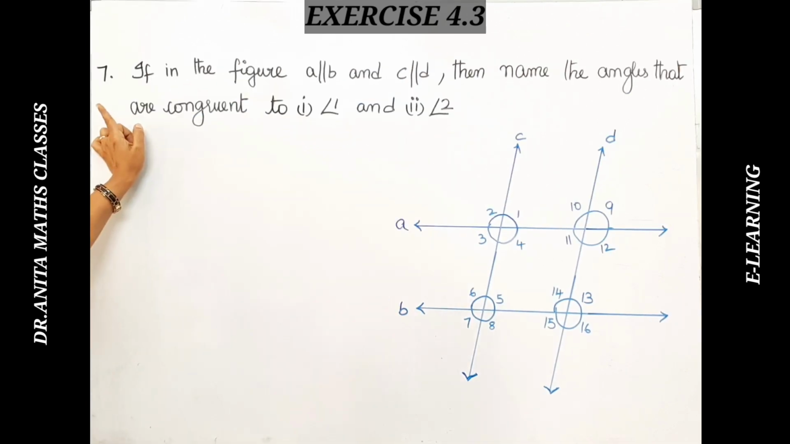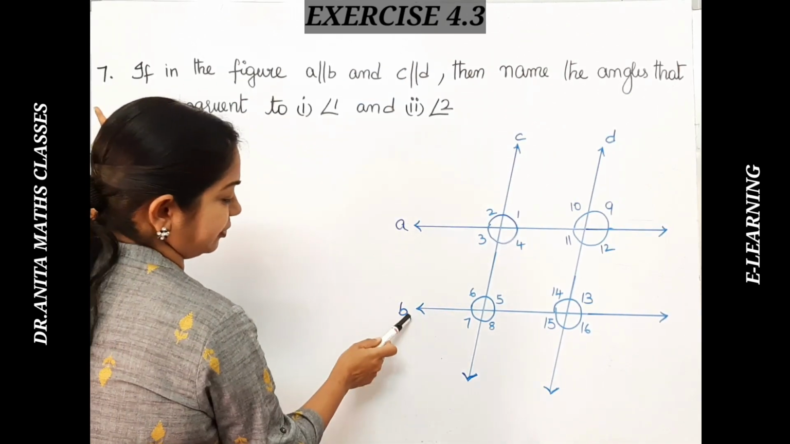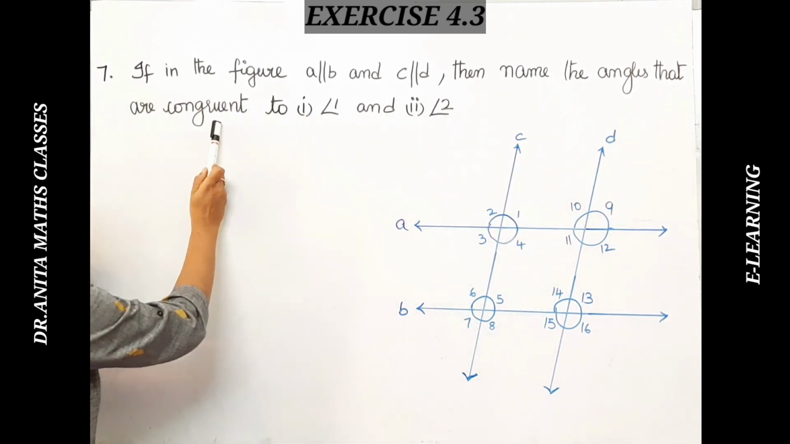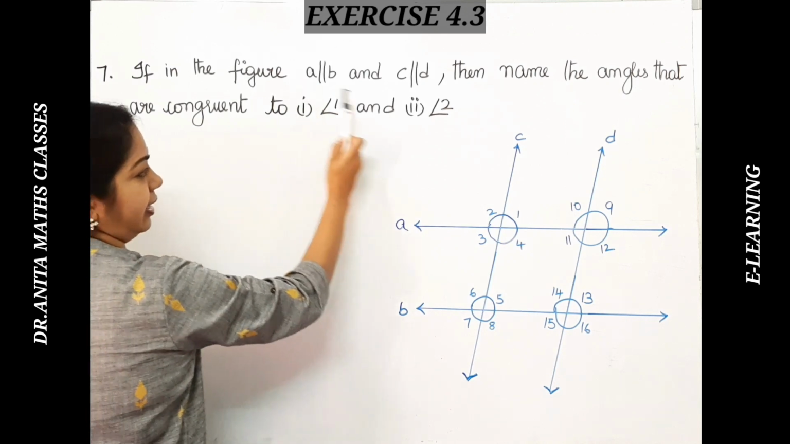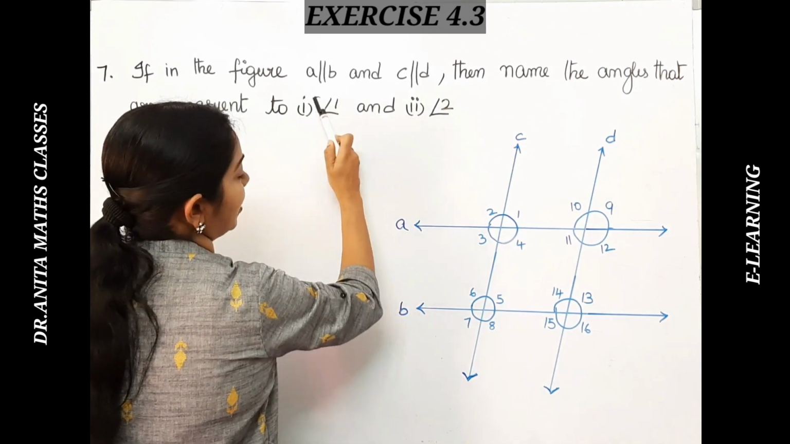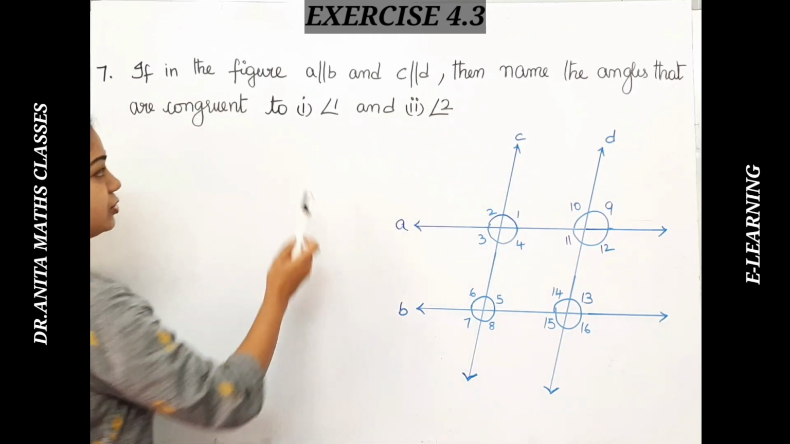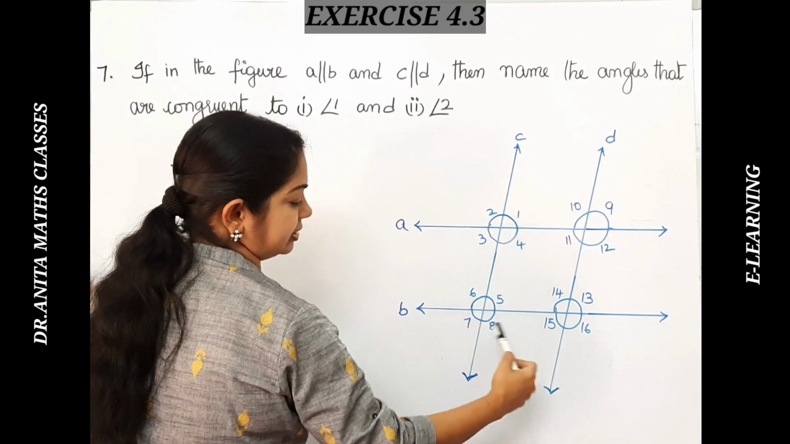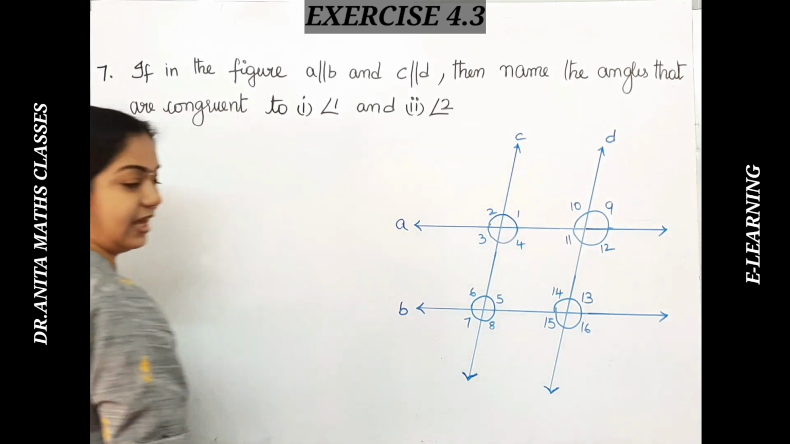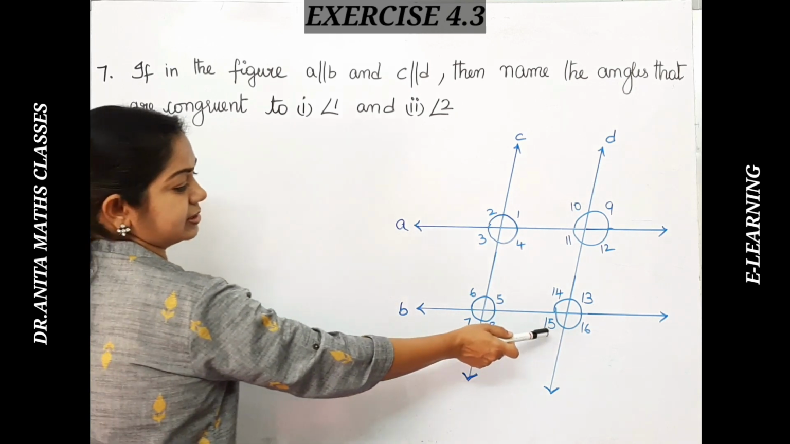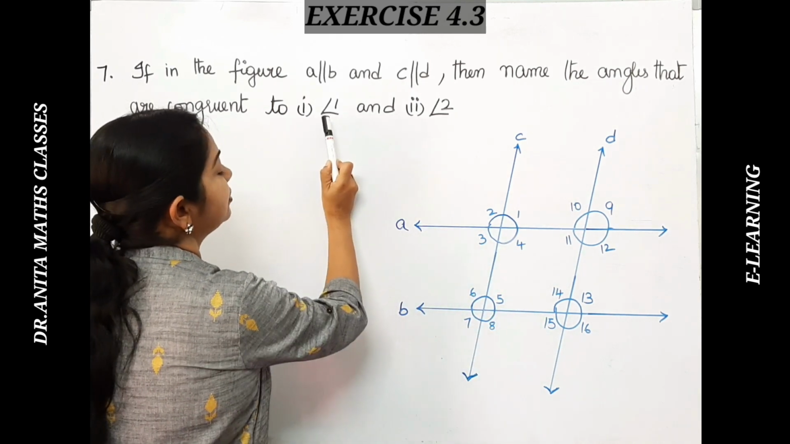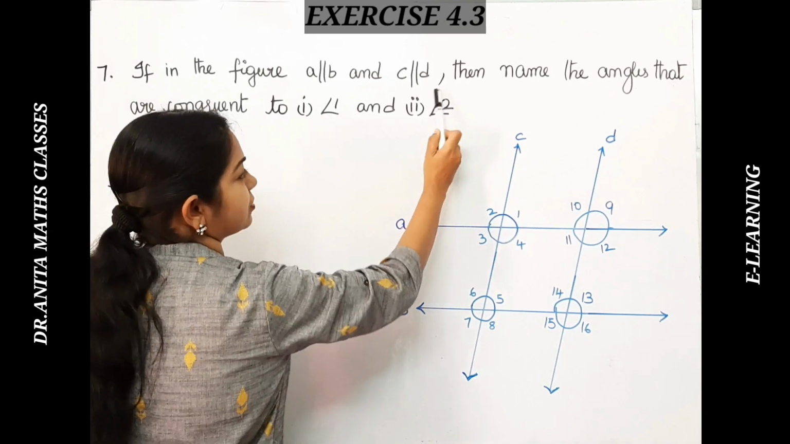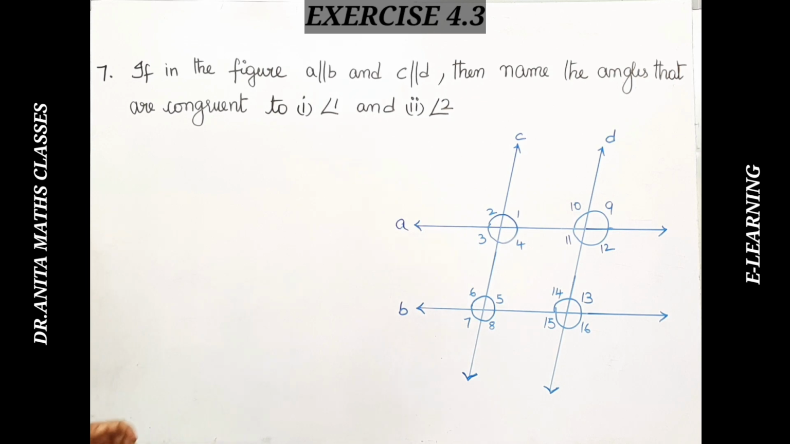Seventh one: if in the figure A is parallel to B and C is parallel to D, then name the angles that are congruent to angle 1 and angle 2. All the angles are given here, about 16 angles are mentioned. We have to see what angles are congruent to angle 1 and what angles are congruent to angle 2. That we have to just mention.